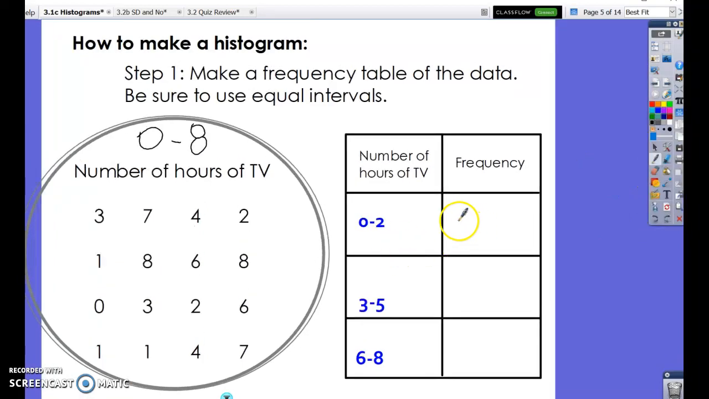And then we just need to go through and figure out the frequency. Well, for 3, we're just going to use tally marks. So we'd have a tally mark in the 3 to 5 range. 7, we'd have a tally mark in the 6 to 8 range. 4, another tally mark in the 3 to 5 range. 2, a tally mark in the 0 to 2 range, and so on and so forth. We'd keep doing this until we had crossed off all of these numbers.